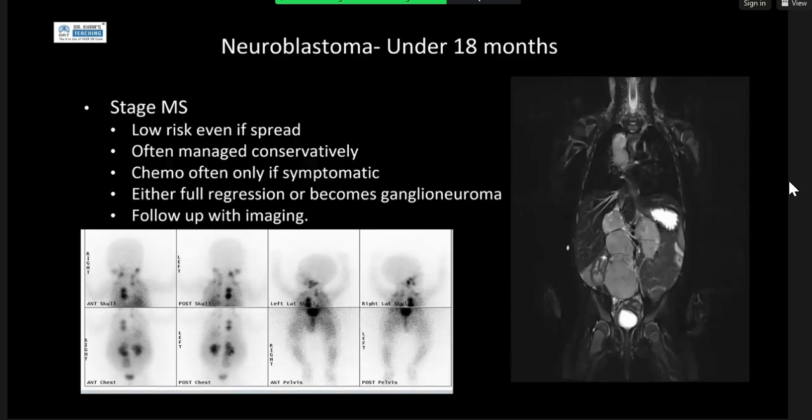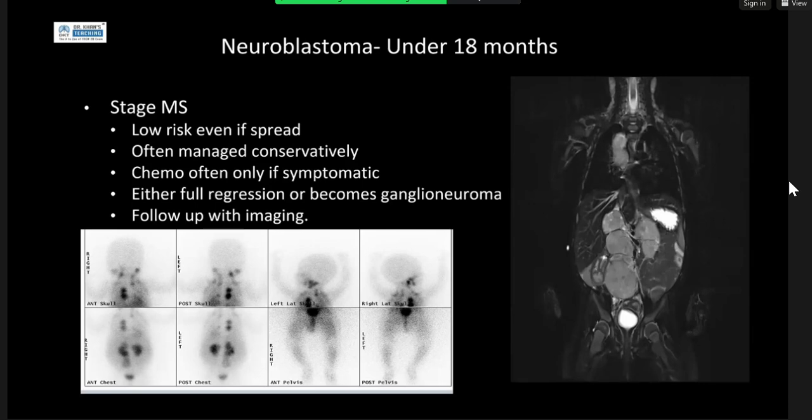It is used to stage pre-operatively. You've got stage 1 disease, which is localized tumor confined to a body cavity without any image-defined risk factors, which I'll tell you about. Stage 2 is locoregional with image-defined risk factors. Then stage M is with distant metastases. And in kids less than a year old, like this 7-day-old child, you've got stage MS, which is a primary tumor with metastases. If it's low risk, you stage it, and often it's managed conservatively.